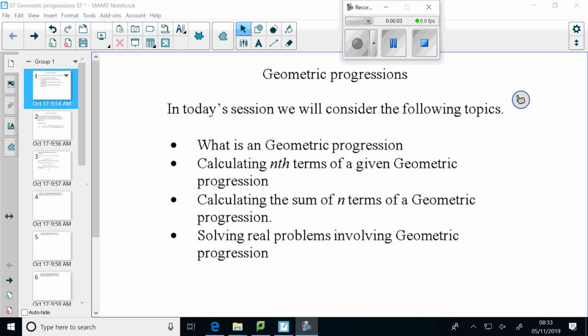Welcome back. Hot on the heels of arithmetic progressions last week, what I'm going to do is have a look in a similar way at what's called geometric progressions. So we're going to look at what they are, find out how to calculate the nth term of a GP, calculate the sum of n terms, and look at solving problems involving geometric progressions. That's the plan anyway.